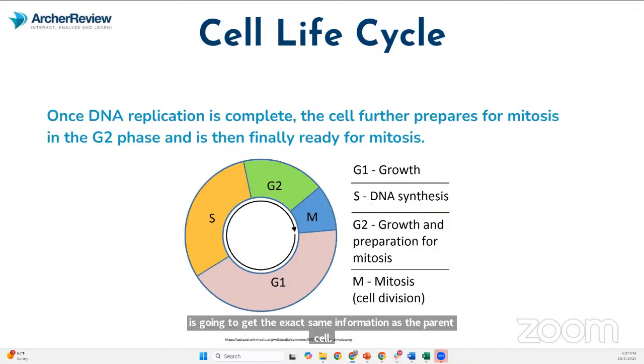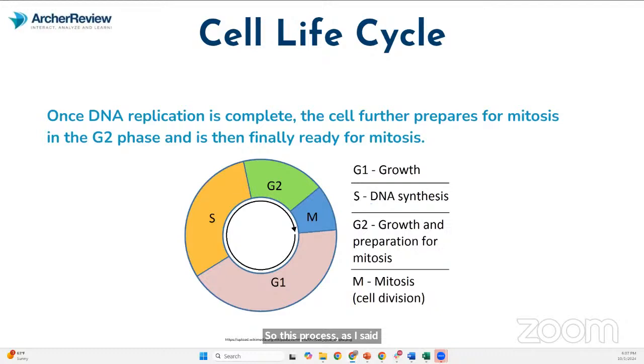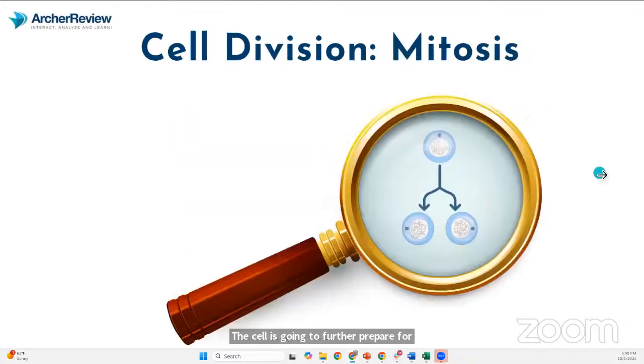So this process, as I said earlier when I introduced this topic, occurs during one of the cell's life stages, or one of the cell's life phases. It occurs during the S phase. So once the DNA has been doubled, the cell's going to further prepare for mitosis in the G2 phase, and then it's ready for mitosis. And that's our next topic. So let's take a look.